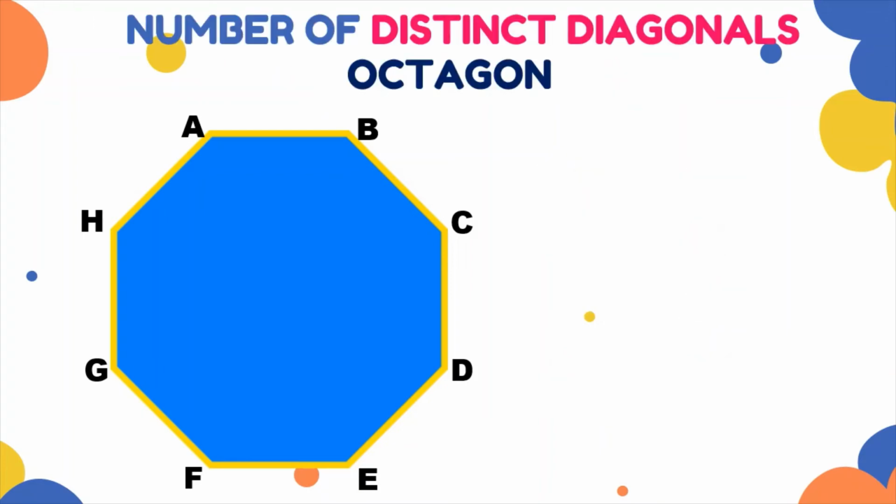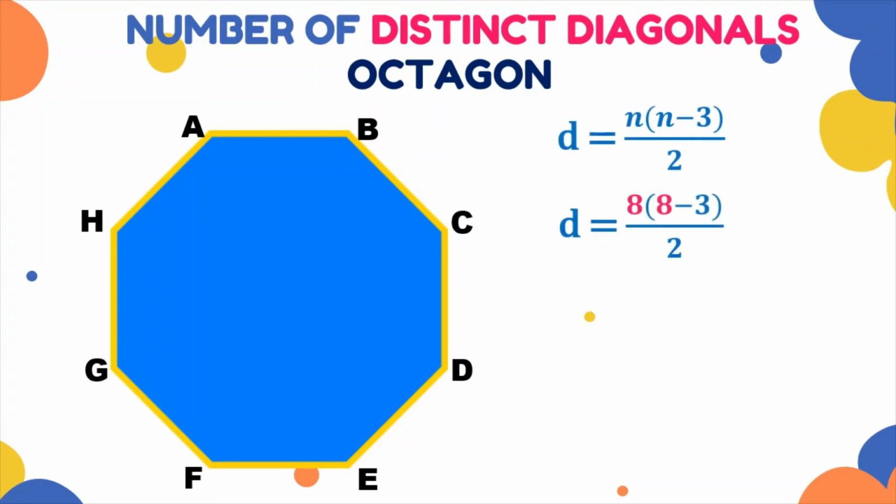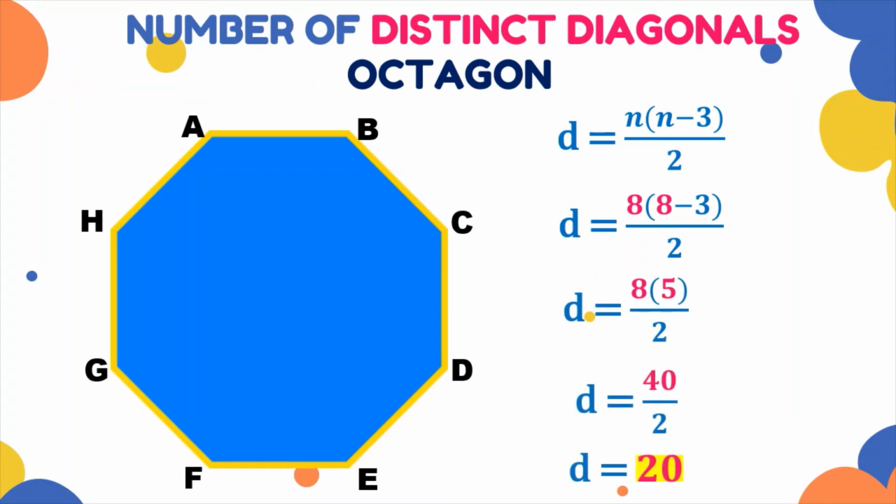And then, how do we find the number of distinct diagonals? For example, an octagon has eight vertices. So, yung N, papalitan natin ng 8. So, 8 minus 3 is 5. 8 times 5 is 40, divided by 2 is 20. So, check natin kung 20 diagonals ang magagawa natin sa isang octagon.